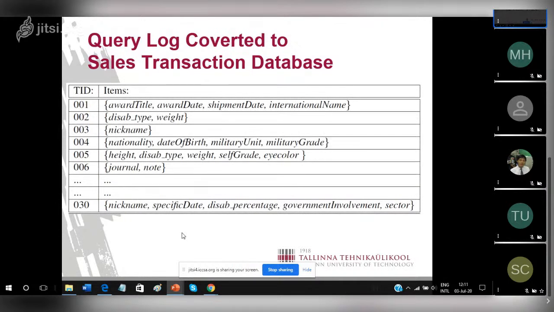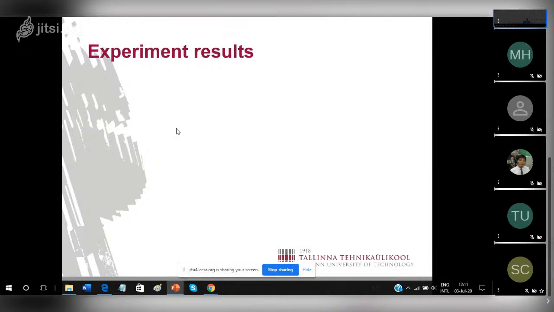You can see that the sales transaction database contains 30 rows, one row per query. And so this is like a query. We list here only the attributes that were used in the query, and we ignore the order of those attributes and their values. So when we got this sales transaction database, we ran the apriori and FP growth algorithms. Both algorithms return the same results. The difference was in their runtime. The FP growth algorithm was faster than the apriori algorithm.